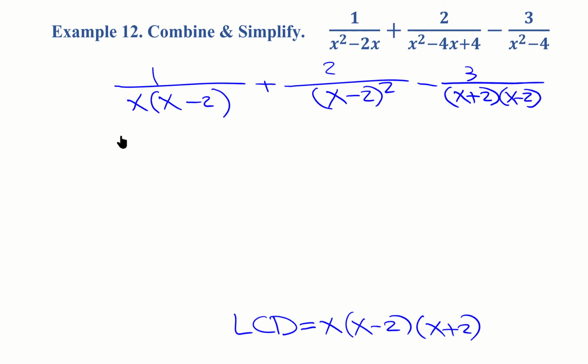So now, what is the highest power of x that I see? Well, there's only one x, and that's its own highest power, so that's it. How about x minus 2? Well, I notice x minus 2 here, x minus 2 squared here, and x minus 2 here. Of those 3, the highest power is right there. So we need x minus 2 squared, and x plus 2 is only appearing here, so that's going to be the highest power, and that's what we have right there. So now we're going to just make a unified fraction with that LCD.